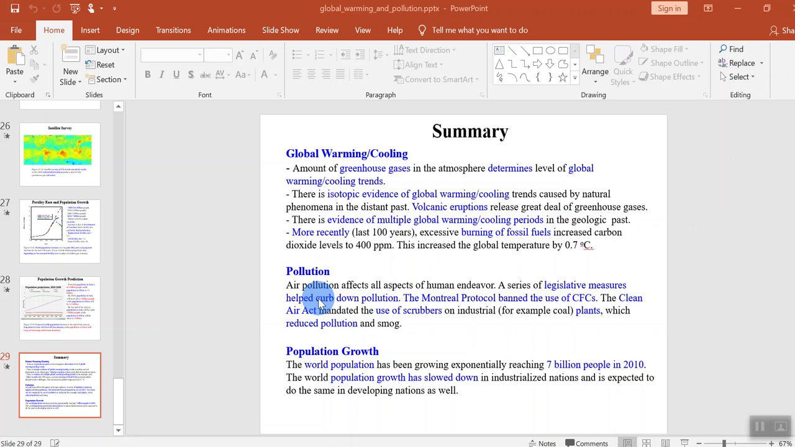As far as pollution, we said that legislative measures helped curb down pollution, like the Montreal Protocol banned the use of CFCs. The Clean Air Act mandated the use of scrubbers and plants, reduced pollution. We said population growth between 7 and 8 billion right now. The world population growth has slowed down, might level off and come down.